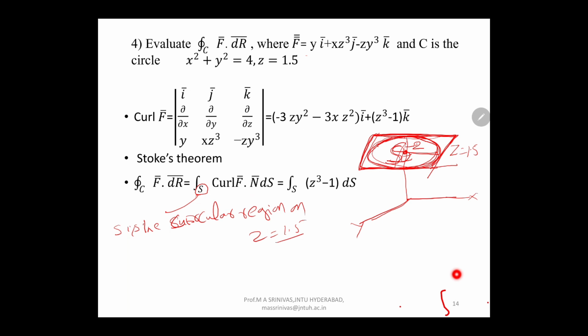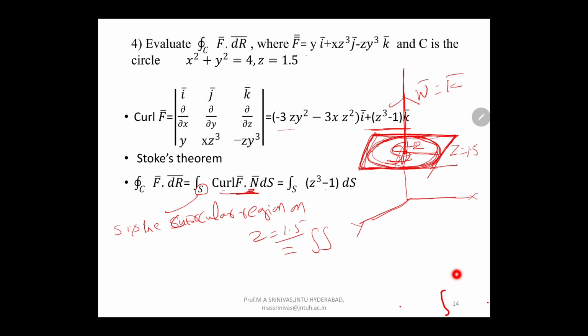Curl f bar I evaluated. I got this. The j bar coefficient will be 0 and only i bar and k bar terms will be present. This is curl f bar. What is n bar? N bar is the outward normal vector. Because this is a plane parallel to the xy plane, the outward normal unit vector n bar is k bar. So n bar is k bar. Curl f bar dot n bar is this, z cube minus 1, ds.